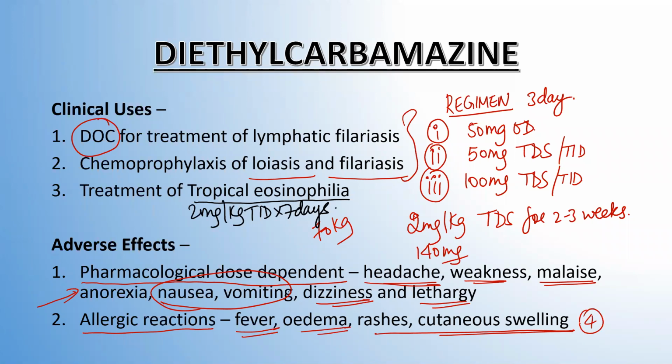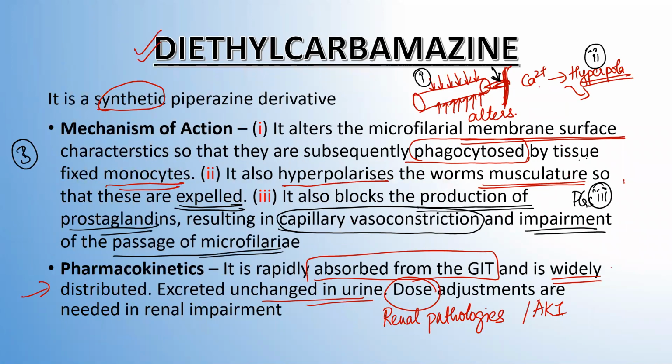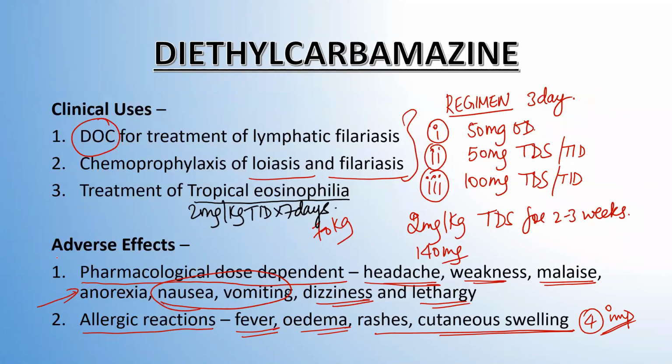So these are the 4 important allergic reactions that you will find in common with other antihelminthics also. So remember that for diethylcarbamazine, we have got 3 mechanisms of action that are quite unique, and then it has to be adjusted in cases of renal impairment, and then the adverse effects, right? So this is about diethylcarbamazine.